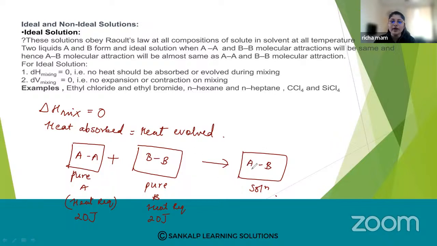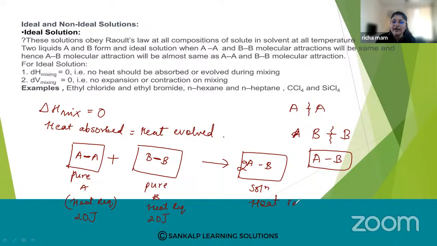Now when the AB interactions are formed, what will happen? The heat is required to form the bond between AA, same molecules, and the same way with respect to B also. Now when these AB bonds are forming, whatever bond is formed between AA has to be broken so that the new bond is formed between A and B. So the heat will be released.